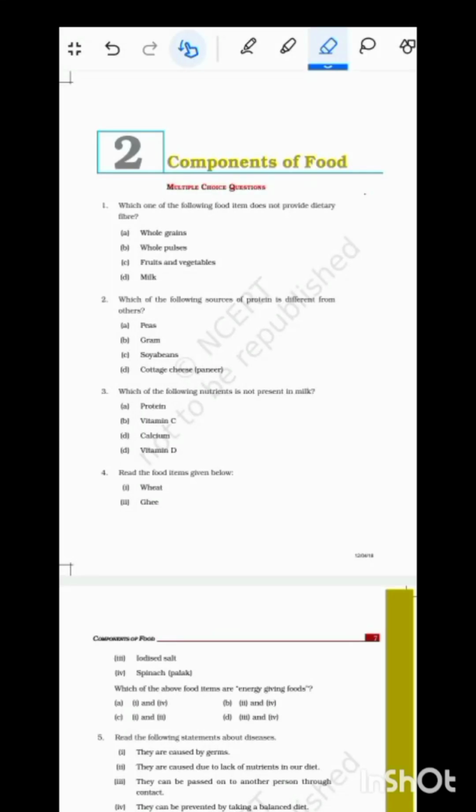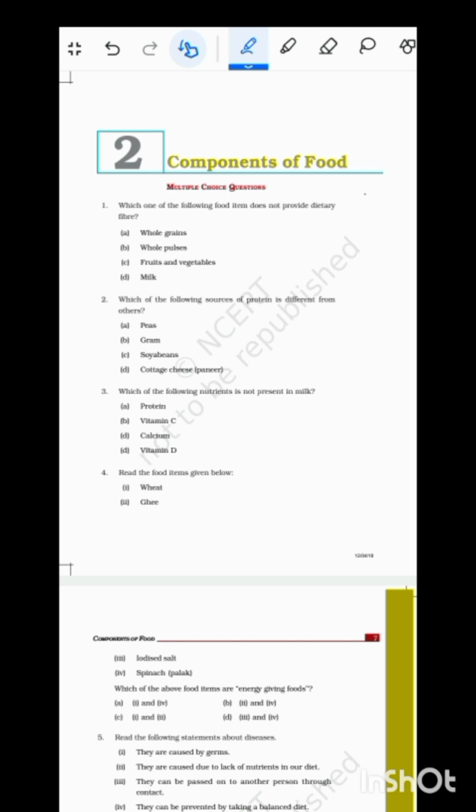I am Ashmita, present here with the NCERT exemplar solution of chapter Components of Food, which I have taught earlier. So let's solve the exemplar together. For those who don't know what exemplar is, it is a book provided by NCERT only, and I would provide this PDF in my channel description. So let's start.